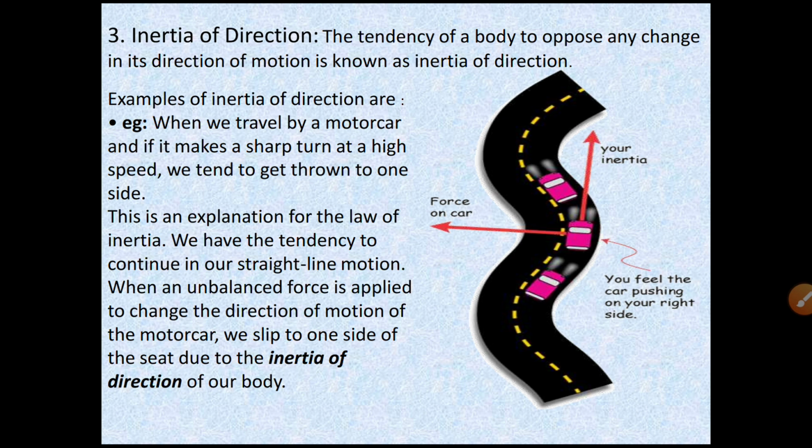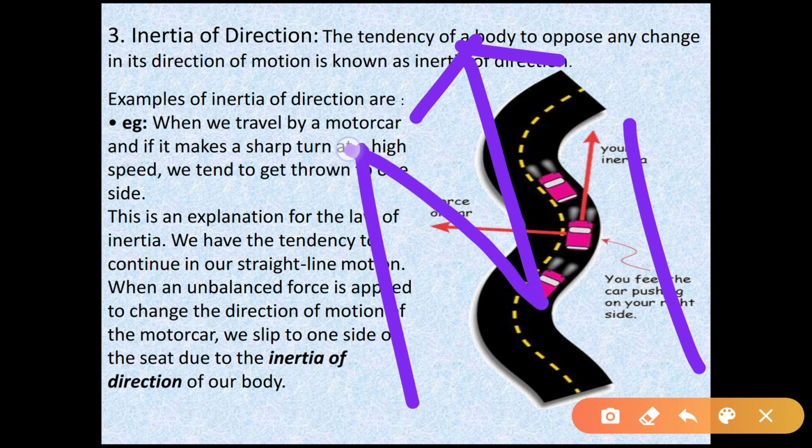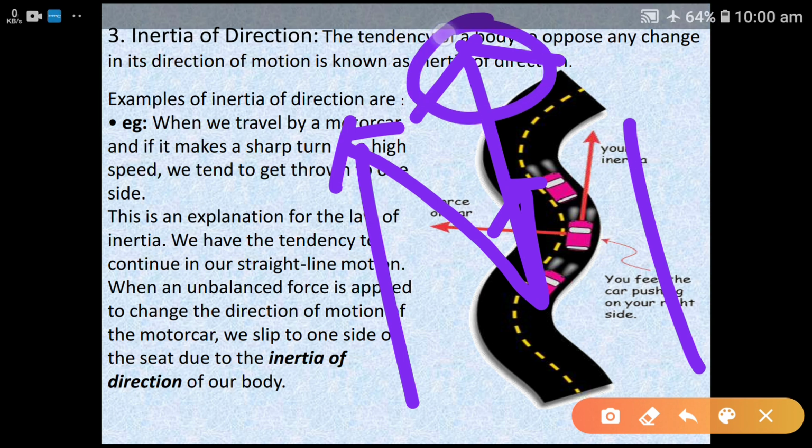For example, you are moving in a car in a straight line with a speed of 100 km per hour. Now what is happening? Suppose at some instant you take a sharp turn towards the left side. In this situation you will feel a jerk. Your body will slip towards the right side, because initially you are moving in a straight line, right?